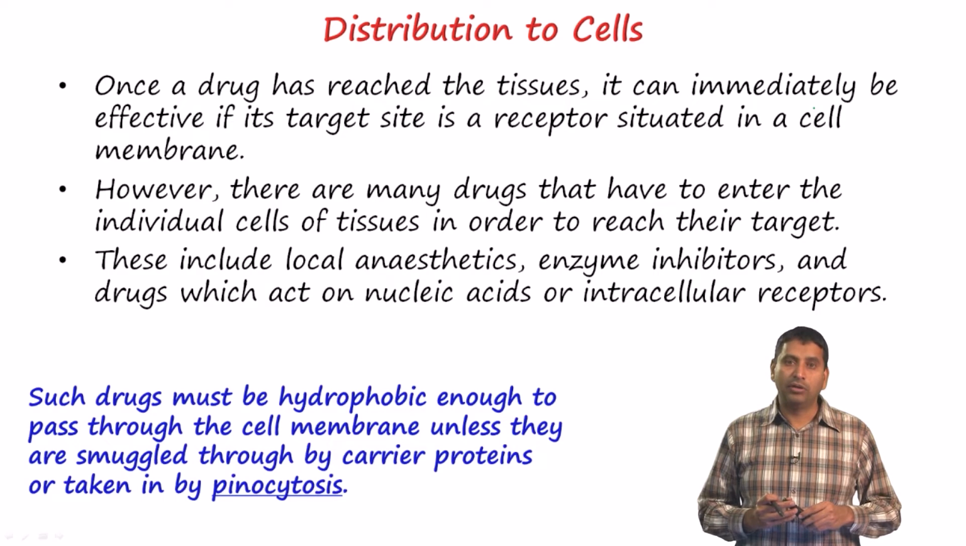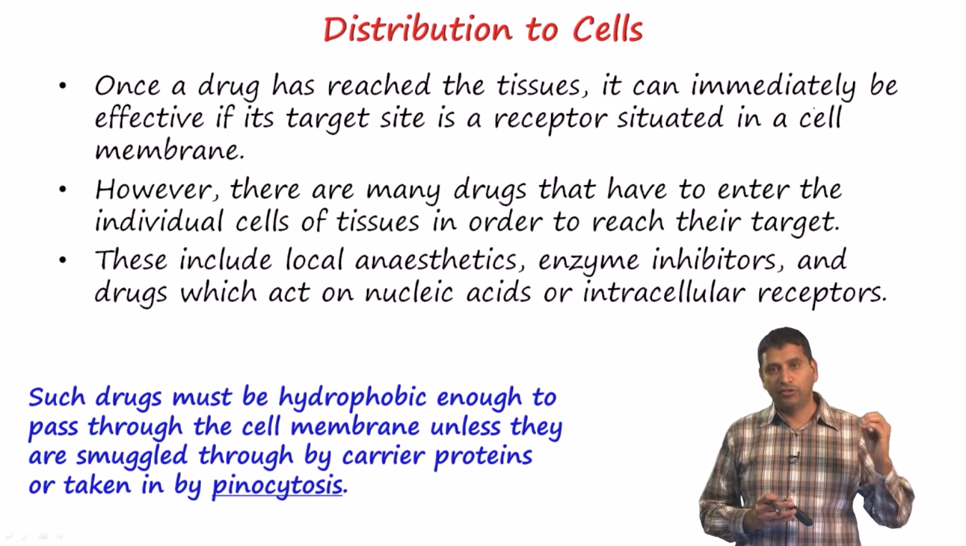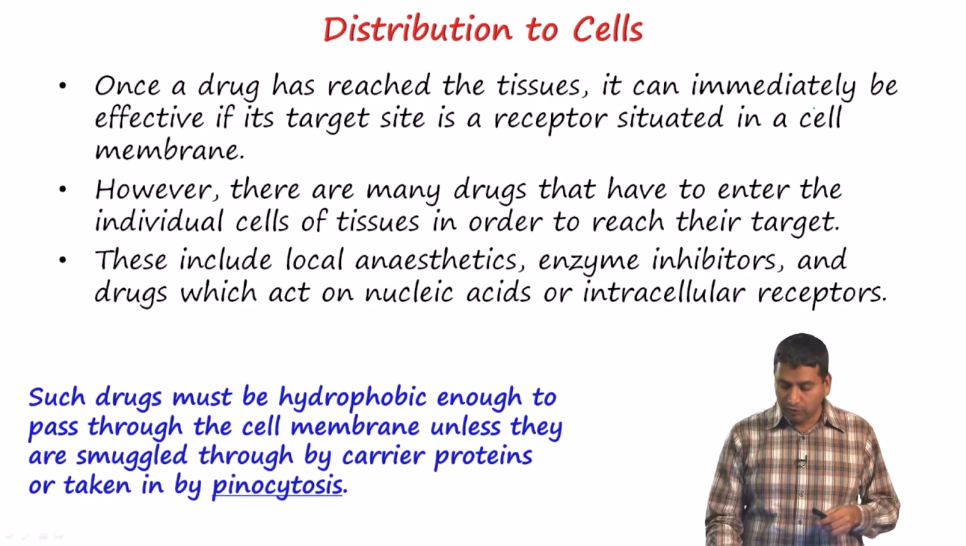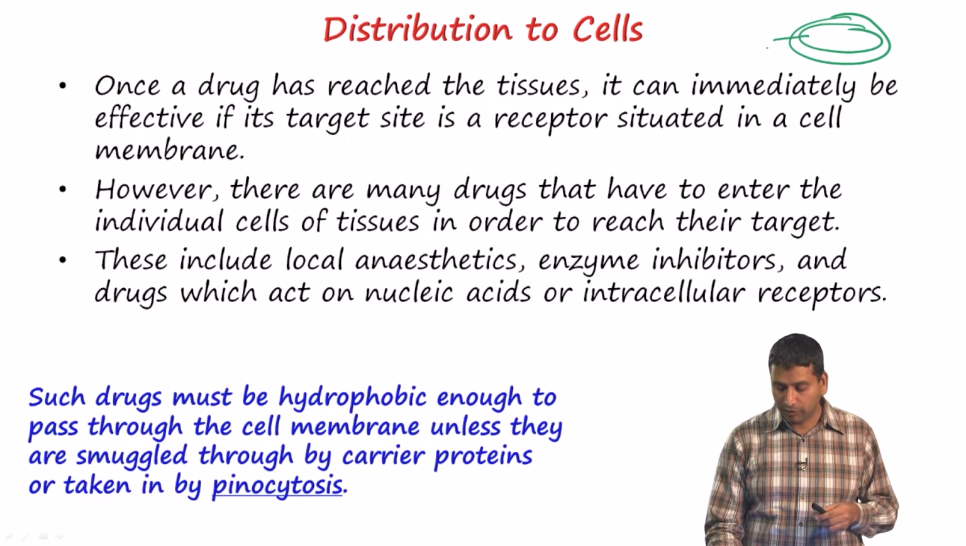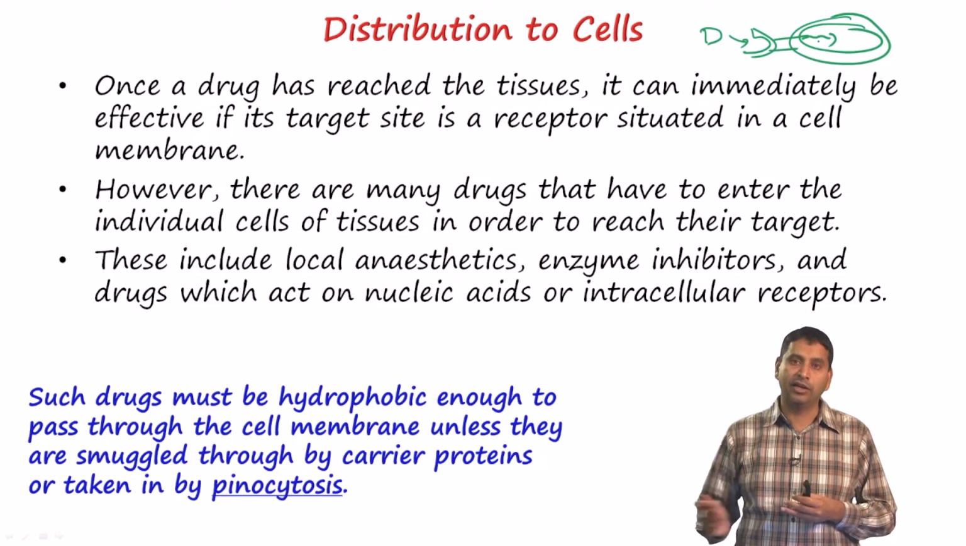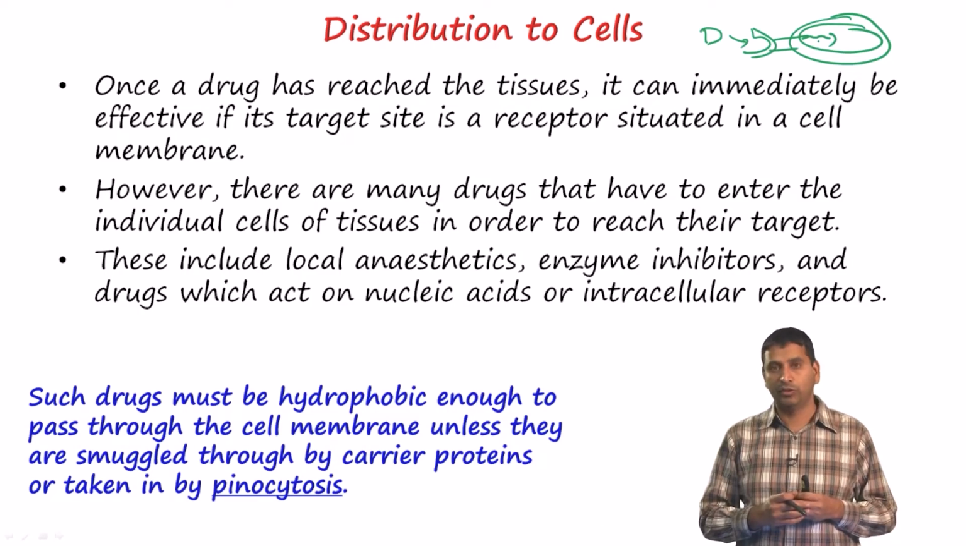Next, let us look at how distribution to cells occurs. Once a drug has reached the tissue, it can be immediately effective if the target site is a receptor situated on the cell membrane. We already know that if the target for a drug is a receptor, the drug acts on it and immediately a signal is passed on, which can lead to, for example, neurotransmission, and that will be the desired outcome.